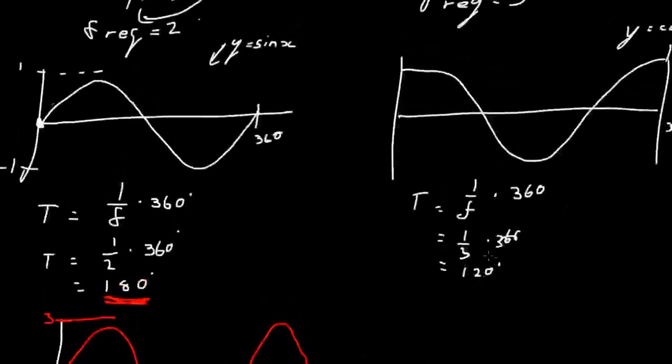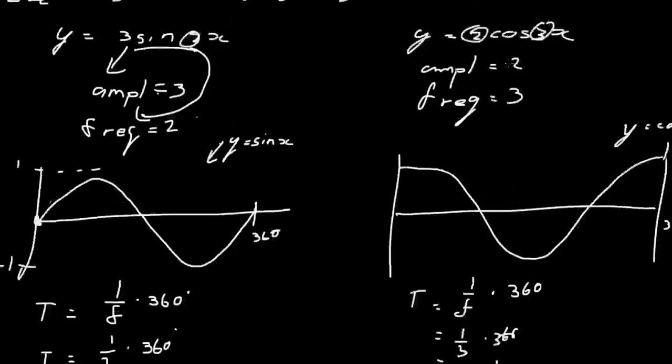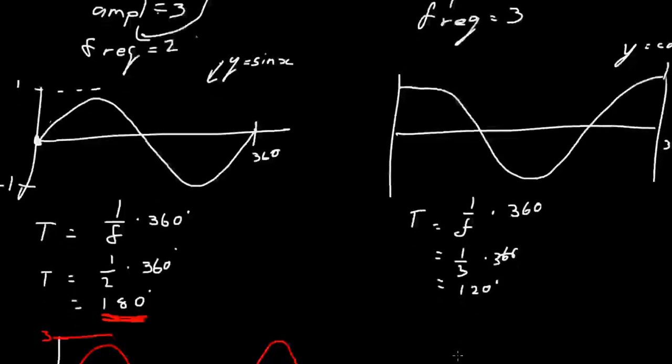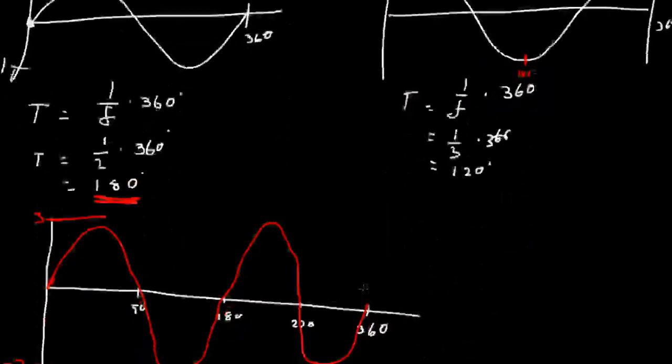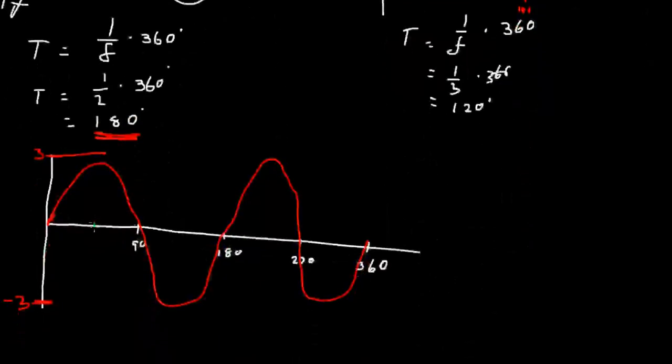This one has an amplitude of 2 and a period of 120 degrees. Because it's a cos graph, it starts at its peak, which in this case is 2, and then it drops down. This would be at 90, and so on. I'll do that one in green. I just need to draw in a few more points here: 45, 135, 225, 315.